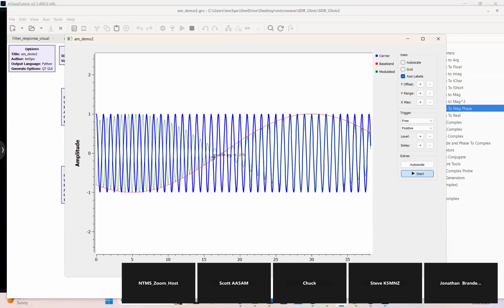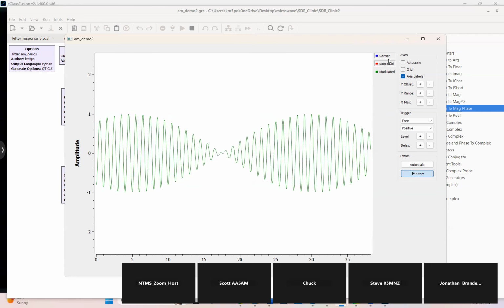This is a good illustration of how we end up with the modulated signal, which is showing here. It illustrates the multiplication.